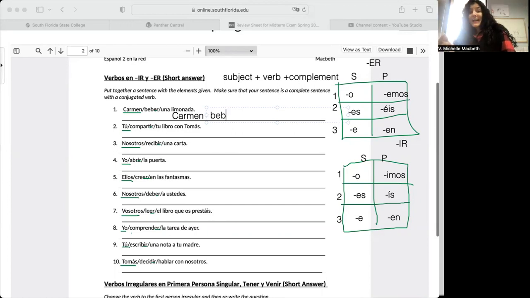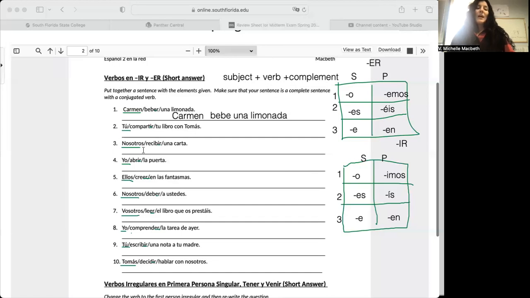Carmen is ella. It ends in an ER. So what is the ending I want to use? I want to use this one, right? Bebe, no, una limonada. Okay?